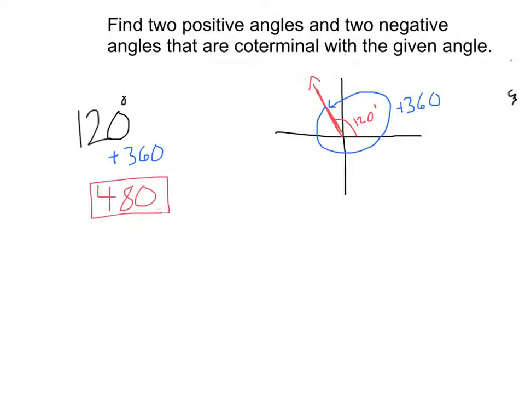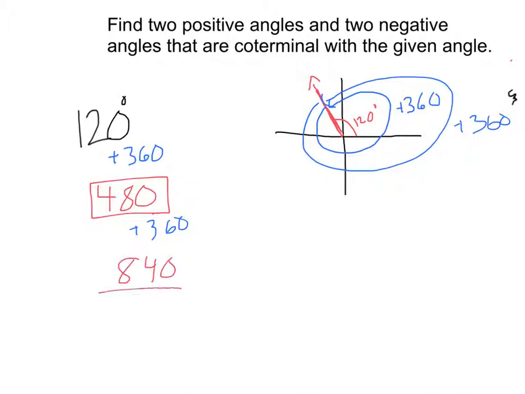So if I add 360 to my 120, that's going to give me a coterminal angle of 480. Okay, we need another positive one, so why not just make another circle all the way around? That's another plus 360, so I can add another 360 here, and that's going to leave me with 840. So there's my two positive coterminal angles.